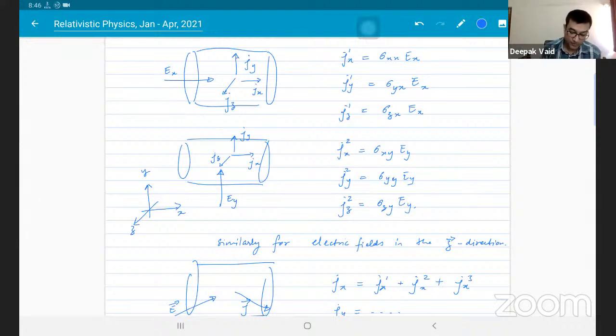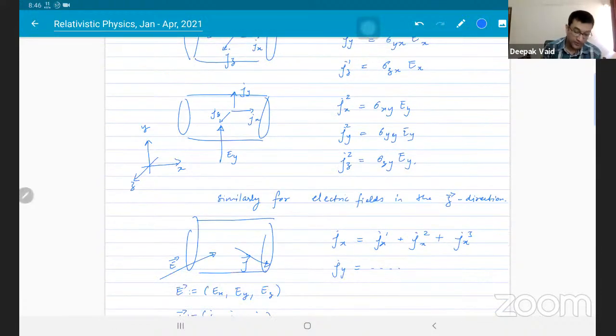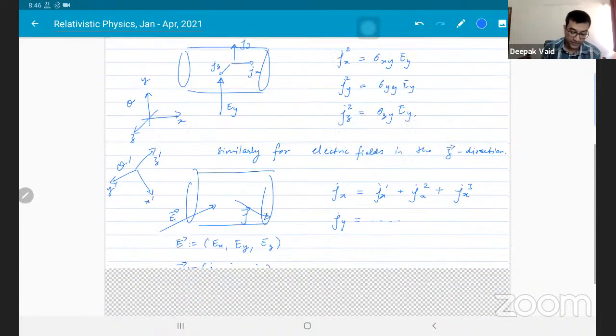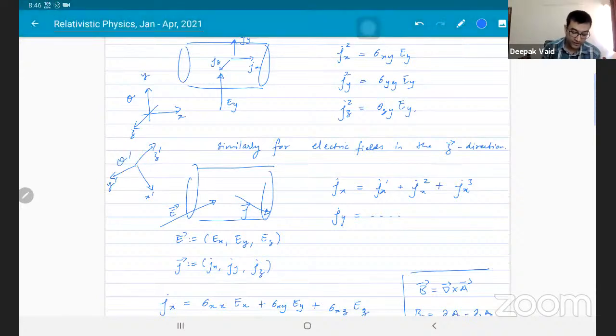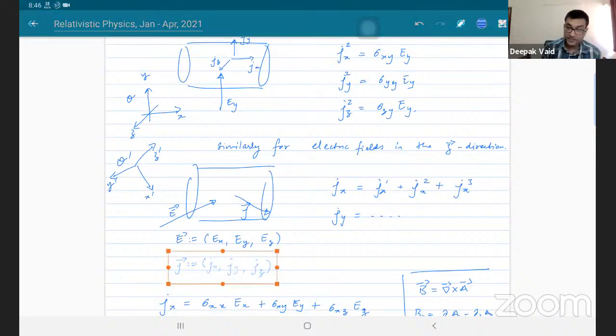With respect to these coordinates, I'm defining x, y, and z. But the thing is, you can always change your coordinate system. You can change it to something else. You can perform some arbitrary rotation, and you can get some x, y, and z like this. We call it x prime, y prime, and z prime. Now the thing is that when you perform this rotation, the components of the electric field and the current will change in both of these coordinates.